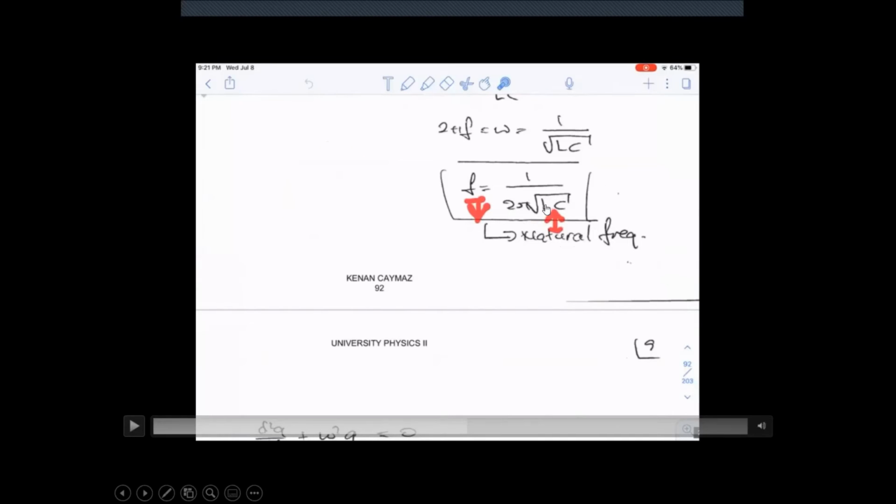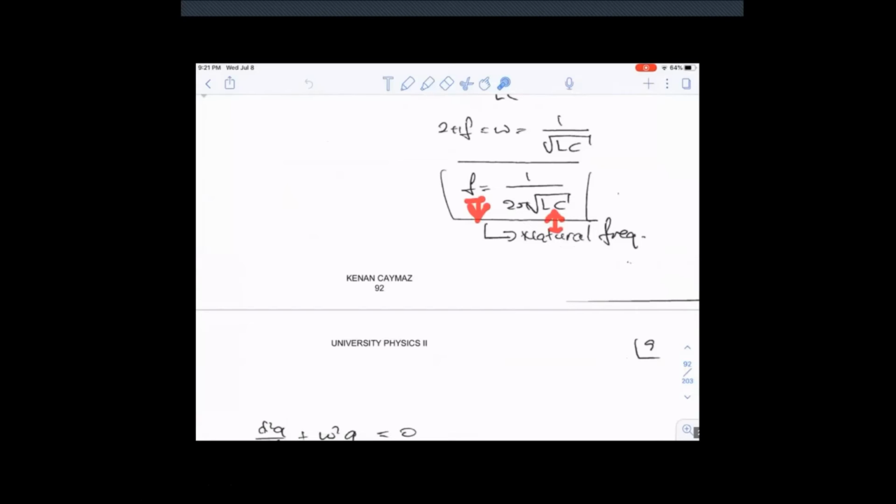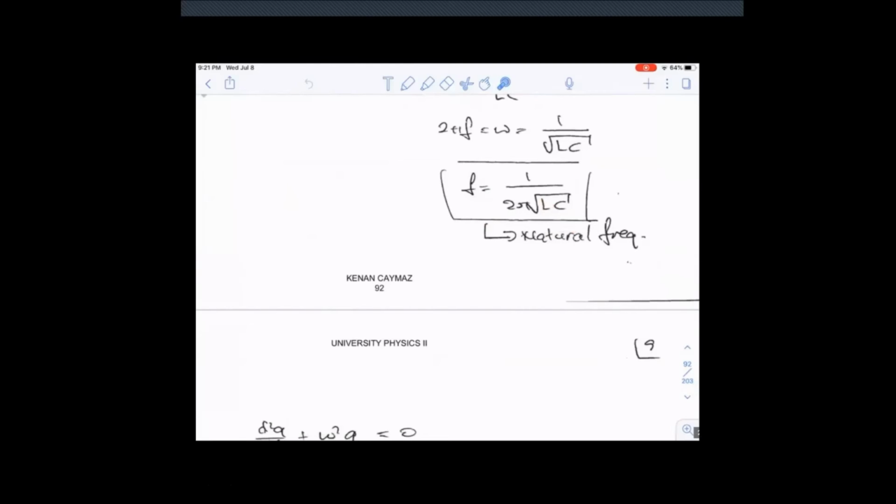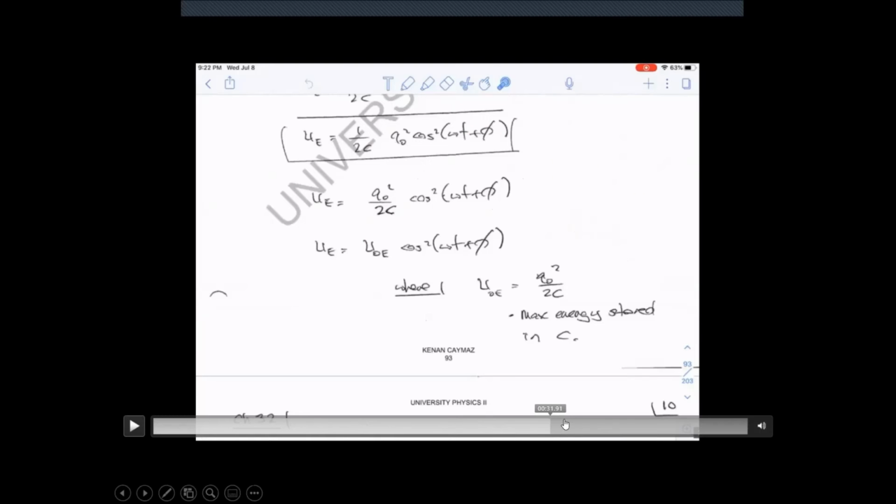So the larger the inductance is, the lower the frequency is going to be. Why is that? Because the inductance is going to slow down the process. It's going to slow down the discharge as well as the charging process. That's what it is. The larger the capacitance is, the lower the frequency is going to be, because the larger the capacitance is, the more charge you can put on a capacitor. So it's going to take longer to charge it up, in essence. All right, so that's one of the things out of that.